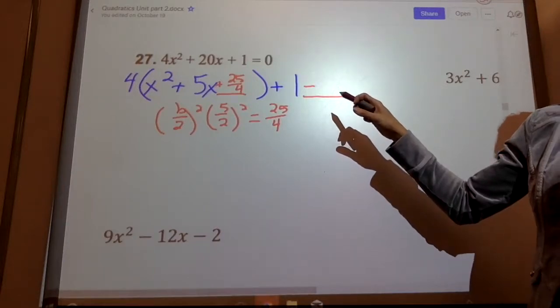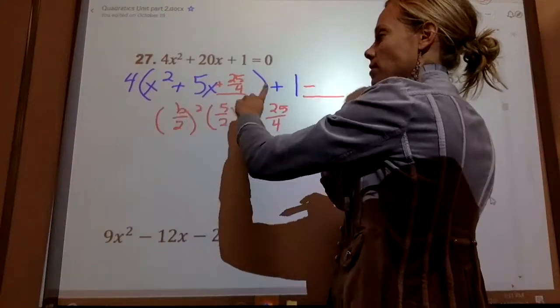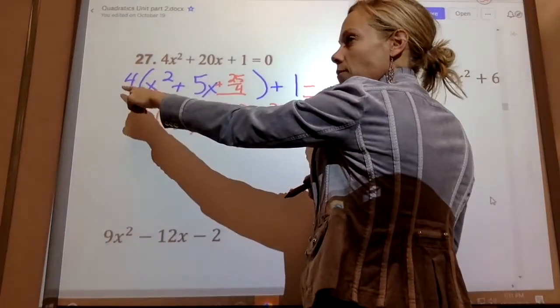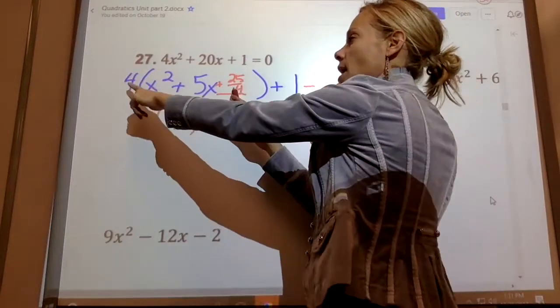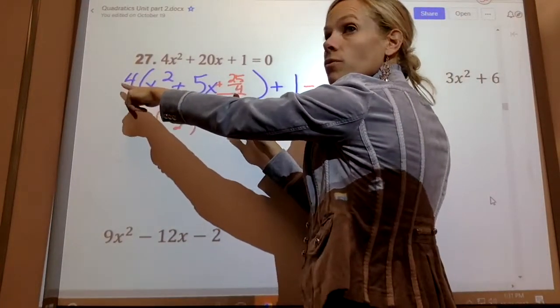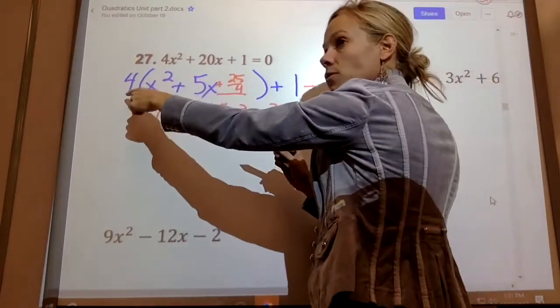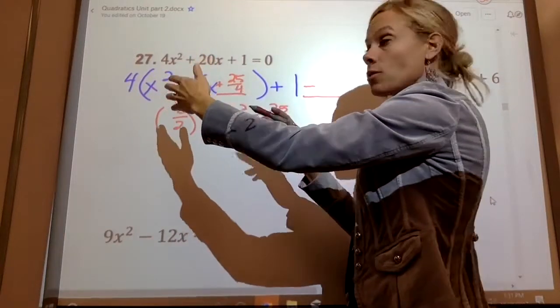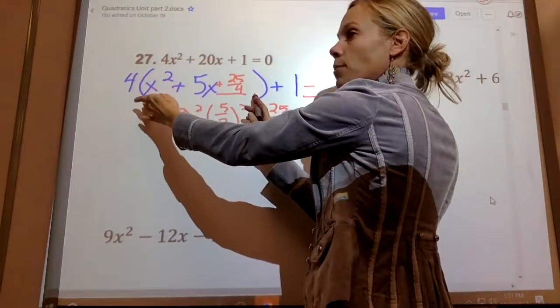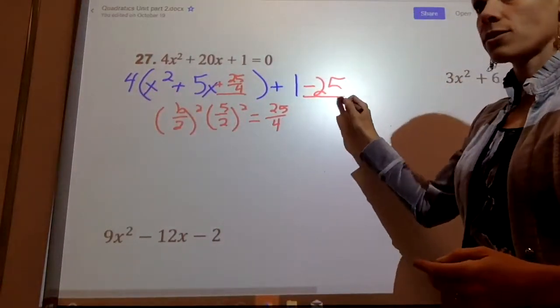25 fourths? No. Because whatever I'm adding in, since it's in the parentheses, it's getting multiplied by the 4. So I'm not really adding in 25 fourths, I'm adding in 25 because the 4's will cancel out. If I multiply 25 fourths times 4, the 4's cancel out and I just get plus 25. So by putting this here inside the parentheses, I'm really adding a 25, so I subtracted 25.